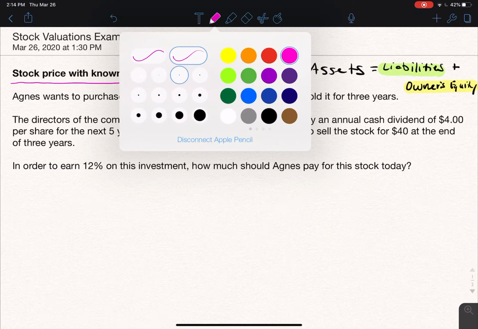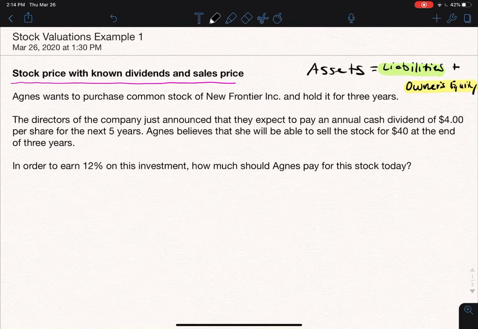All right, so let's read this problem first, and we'll call out some buzzwords. So Agnes wants to purchase common stock. So we know we're working with an equity instrument.